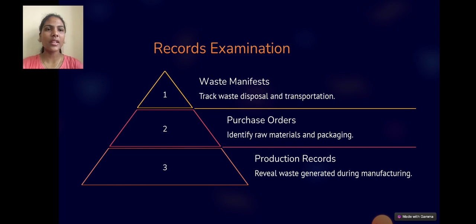Next is about the records examination. There are three steps. First step is about waste manifest, the second step is about purchase order, and the third step is about production records. First step is about the waste manifest. It tracks waste disposal and transportation. The second step is about purchase order. It identifies raw materials and packing. The third step is about production records. The production records reveal waste generation during manufacturing.